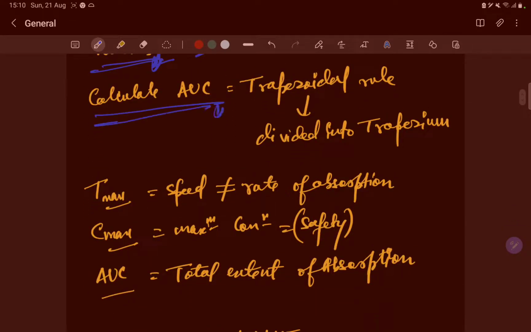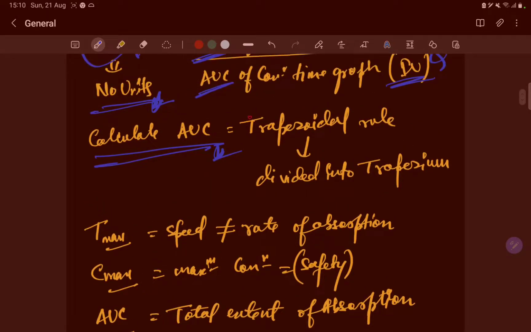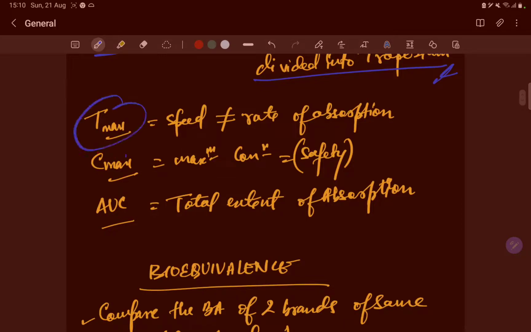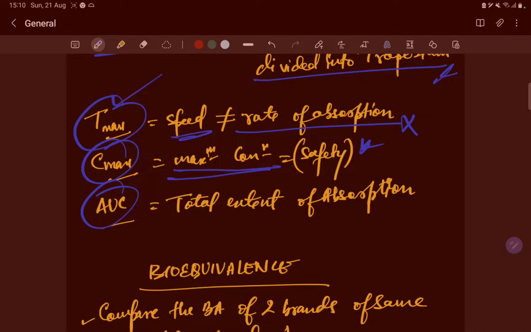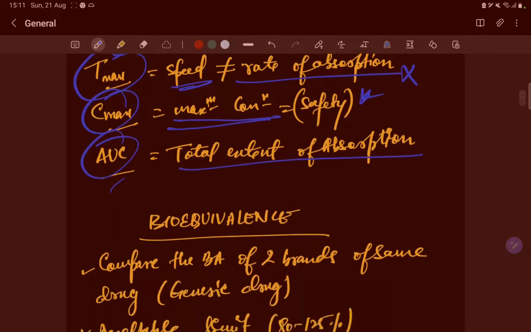Now calculate the area under the curve. तो वहाँ पे हम लोग क्या करते हैं, ट्रेपेजॉइडल रूल लगाते हैं. We divide into the trapezium and then we calculate. यहाँ तीन टर्म्स है, C max, T max and area under the curve. C max क्या है, दैट इज द मैक्सिमम कंसंट्रेशन और वो सेफ्टी शो करता है. और T max दैट इज स्पीड और वो रेट ऑफ एब्जॉर्प्शन पे डिपेंड नहीं करता है. वो T max वो टाइम है जब कंसंट्रेशन मैक्सिमम होता है. एंड टोटल एक्सटेंट ऑफ एब्जॉर्प्शन वो चीज़ एरिया अंडर द कर्व में पता चलता है.